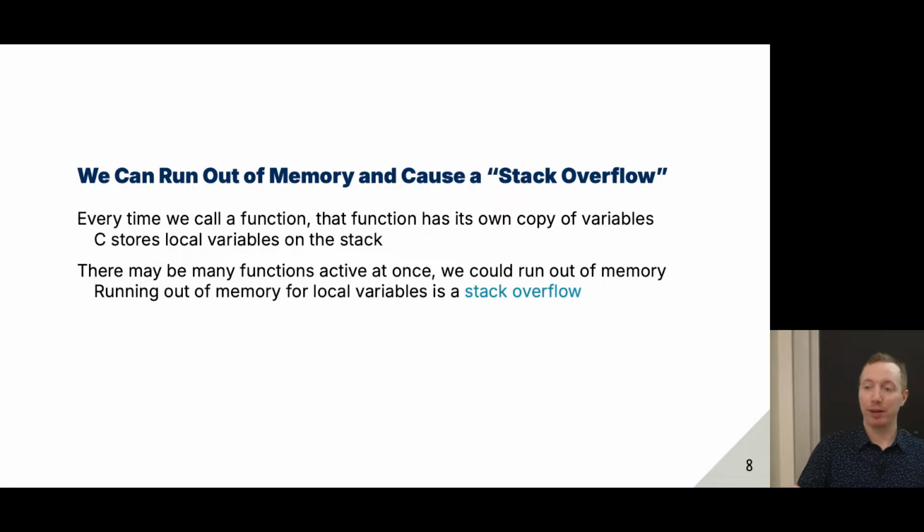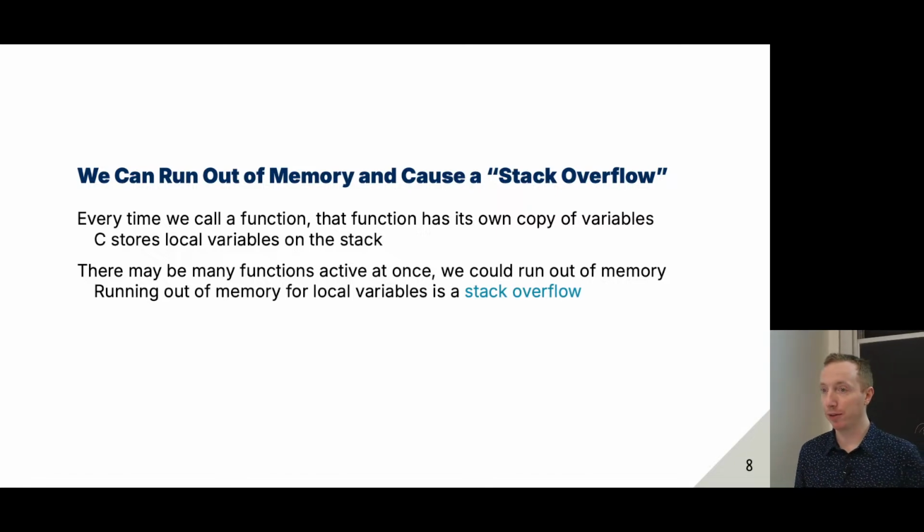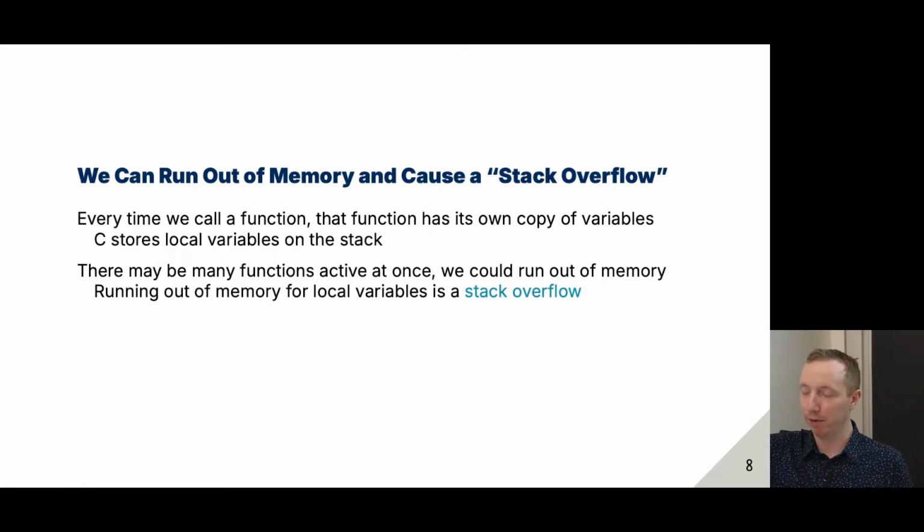Again, like I said, every time we call a function, that function gets its own copy of the variables. In C, they store local variables on the stack. So if there are many active functions at once, like there I did 1 to the power of a lot, and if I was to draw that out on the slide, I would run out of room because it would just call itself over and over again until it actually ran out of memory. Running out of memory for local variables is called a Stack Overflow.